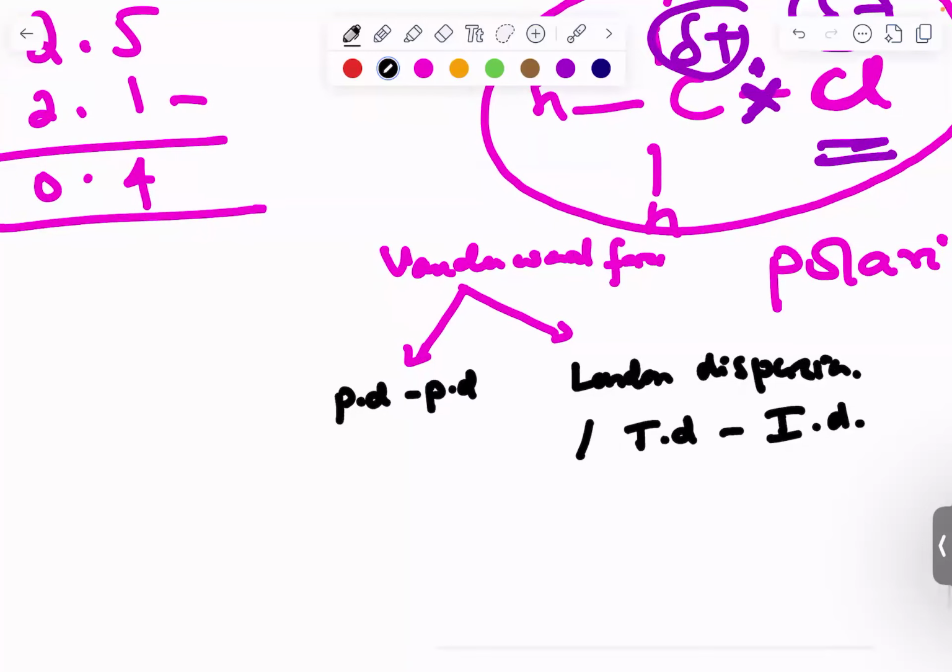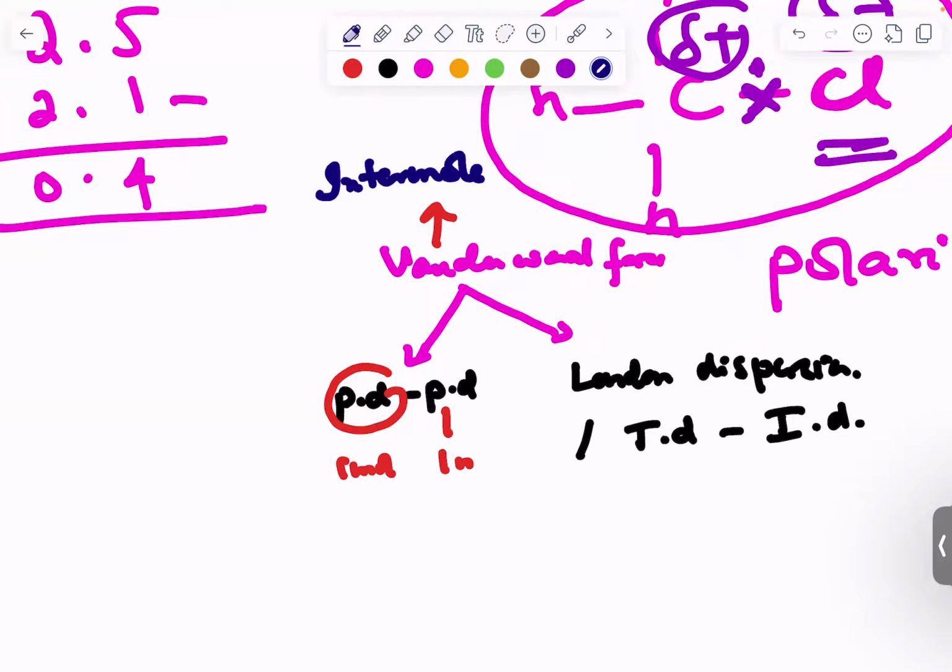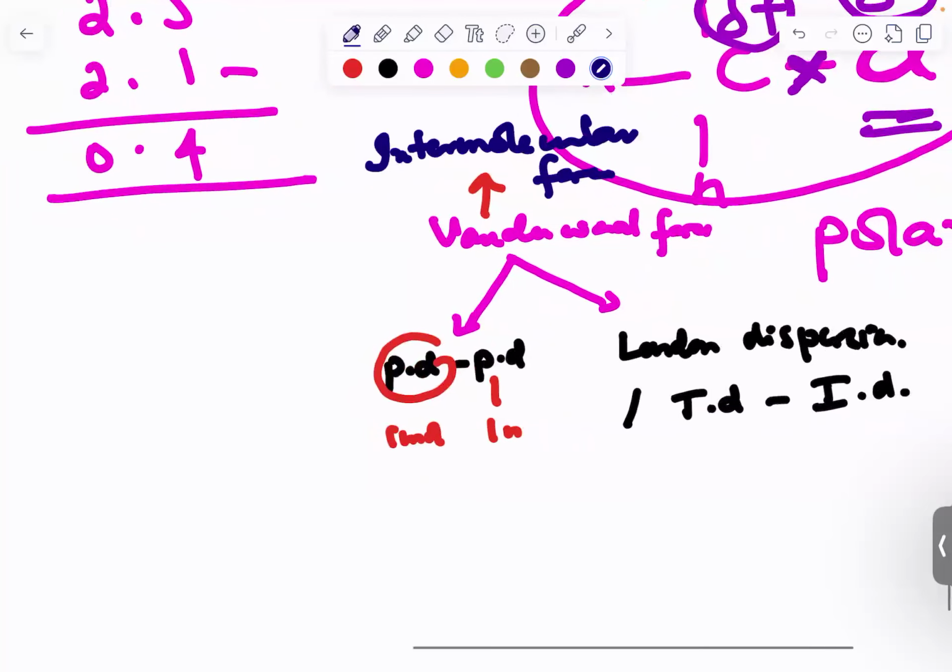Now, permanent dipole, which is termed as P.D. dash P.D. This is in one molecule, and this is in another molecule. You know that van der Waals force is a type of intermolecular force. So when I say intermolecular force, inter means between. So intermolecular force means a force between the two molecules. Yes? All right.